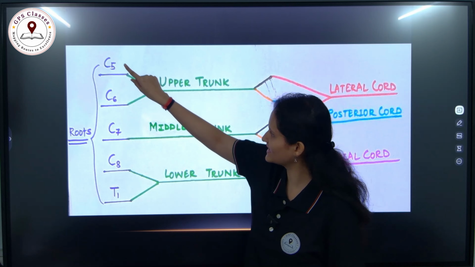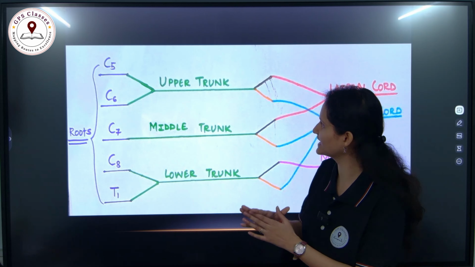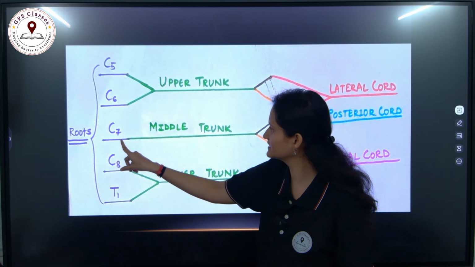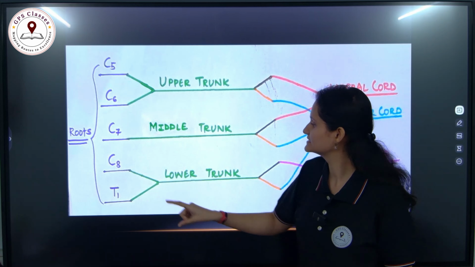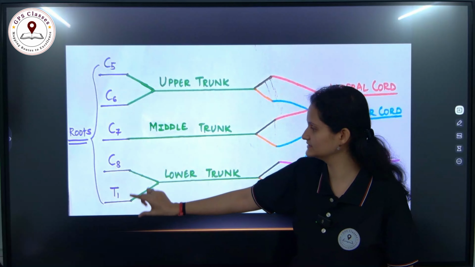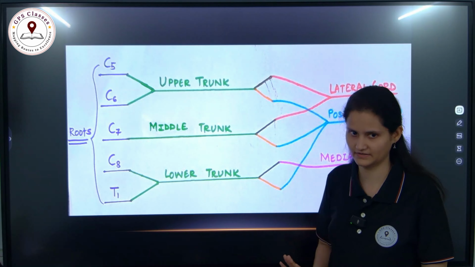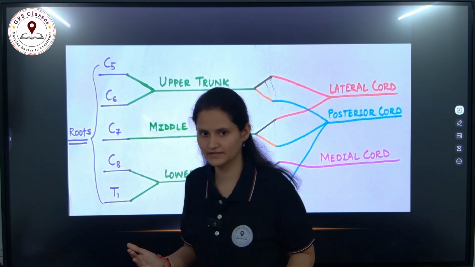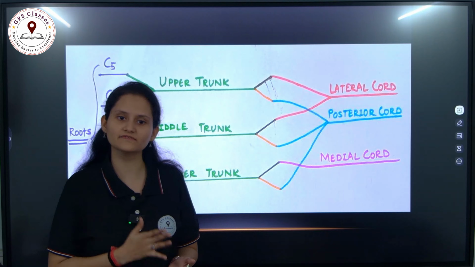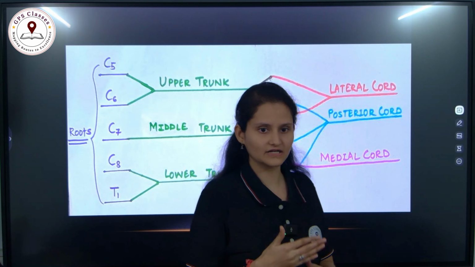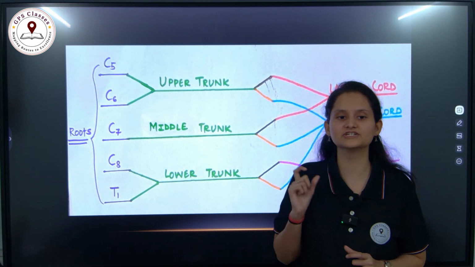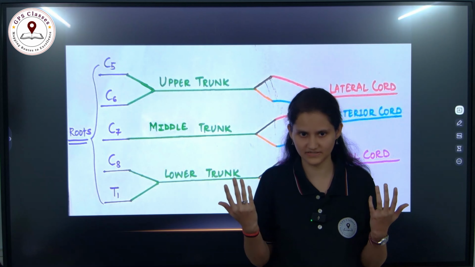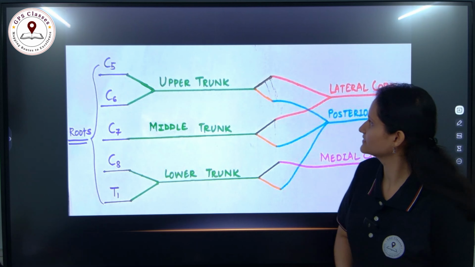Now, these roots unite to form the trunks. The roots C5 and C6 unite and form the upper trunk. C7 continues as the middle trunk. The roots C8 and T1 unite and form the lower trunk. These trunks are covered by a fascia called the prevertebral fascia. They are all covered in a sheath called the axillary sheath, which is ultimately derived from the prevertebral fascia.